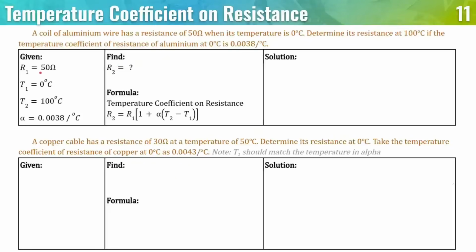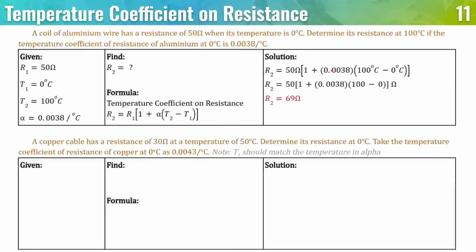R sub 1 is going to be 50 ohms. Alpha is going to be the coefficient of resistance stated in the problem. And the change in temperature is going to be 100 minus 0. So plugging that in, if you're asked to write with proper units, this should have per degree Celsius. So you have to be consistent with your units. So if this is in per degree Celsius, this will cancel out with the Celsius here.